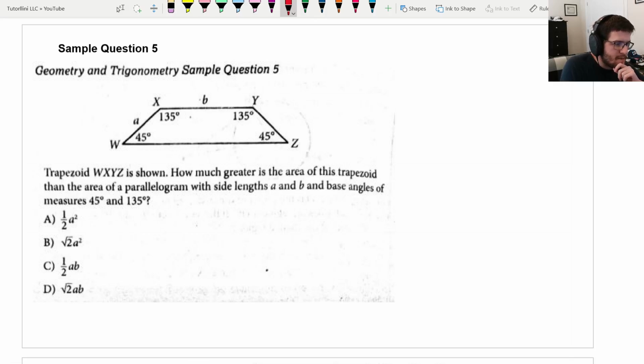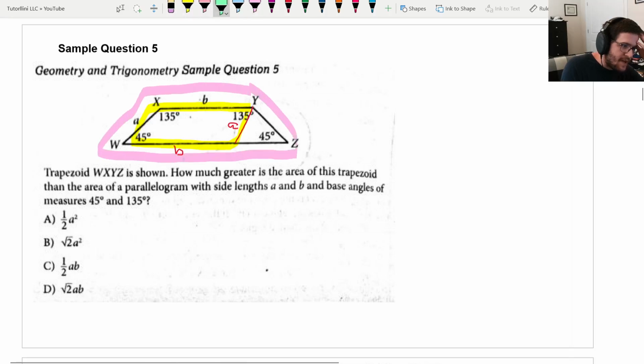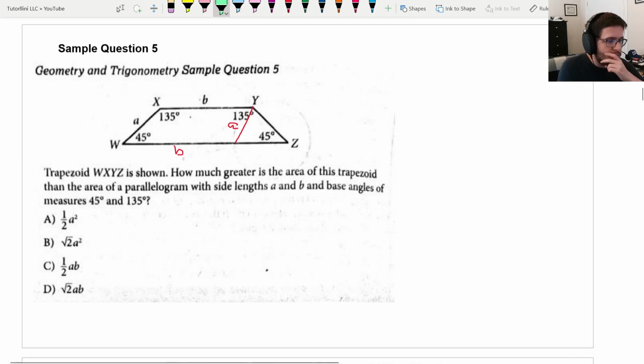Okay, the area of a parallelogram with sides lengths A and B. Okay, so I'm kind of seeing that would be this. Like that would be this. The parallelogram is kind of hiding within it. And how much greater is the area? Well, I guess, if we want to compare this area to the big one, we just need to find the area of the triangle. So hopefully that kind of makes sense. So we have to find the area of that triangle on the right.